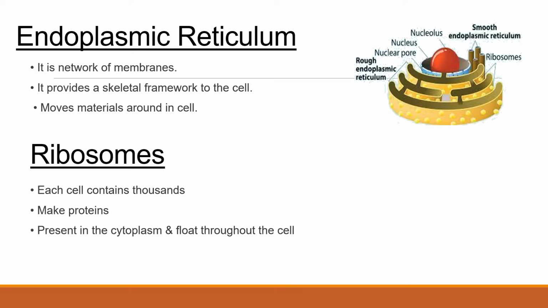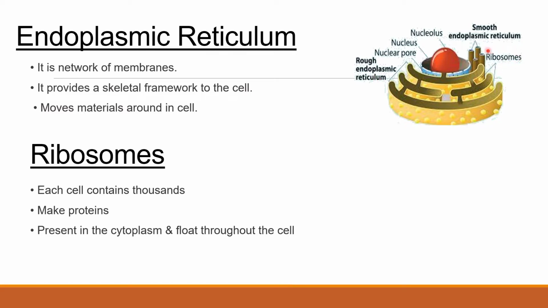Next we have another one called endoplasmic reticulum. Endoplasmic reticulum is like a network of membranes. There are two types of endoplasmic reticulum: one is rough endoplasmic reticulum, and another is smooth endoplasmic reticulum. Rough endoplasmic reticulums are those where ribosomes are present. If the ribosome is present, your endoplasmic reticulum will look rough, but if the ribosome is not present, it will look very smooth.